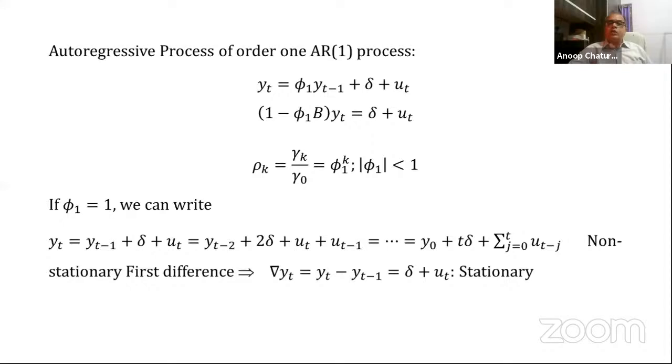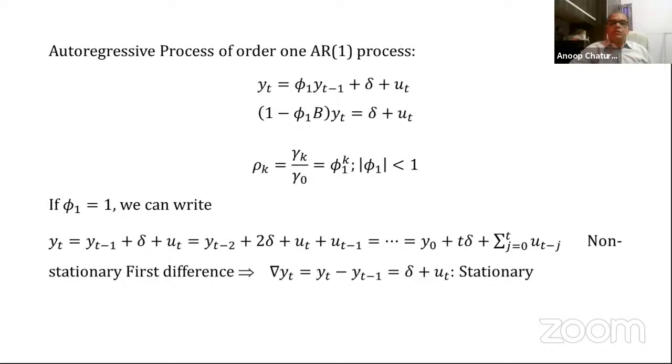Now we define the autoregressive process of order 1, the AR1 process, as yt equal to say phi1 yt minus 1 plus delta plus ut. Here we assume that yt is affected by one period lagged values of y, meaning yt minus 1. This process is also called the Markov process because it satisfies the Markovian property. Given yt minus 1, it becomes independent of the past values, yt minus 2, yt minus 3, and so on. Or you can write the AR1 process as 1 minus phi1 B yt equal to delta plus ut.